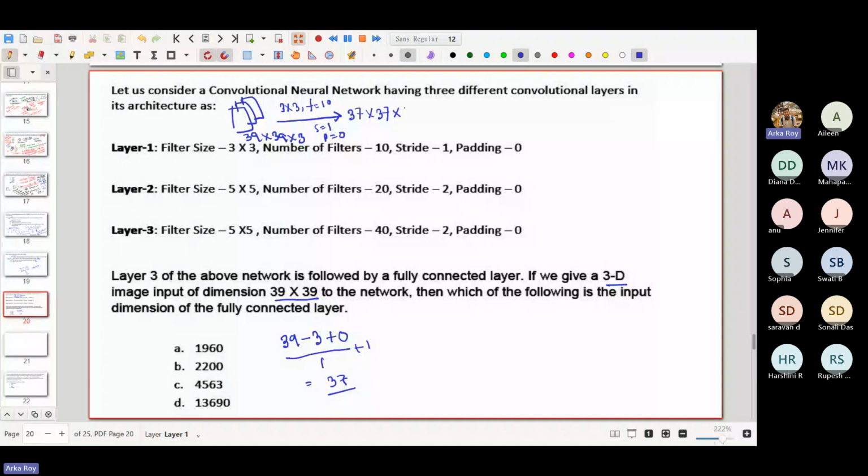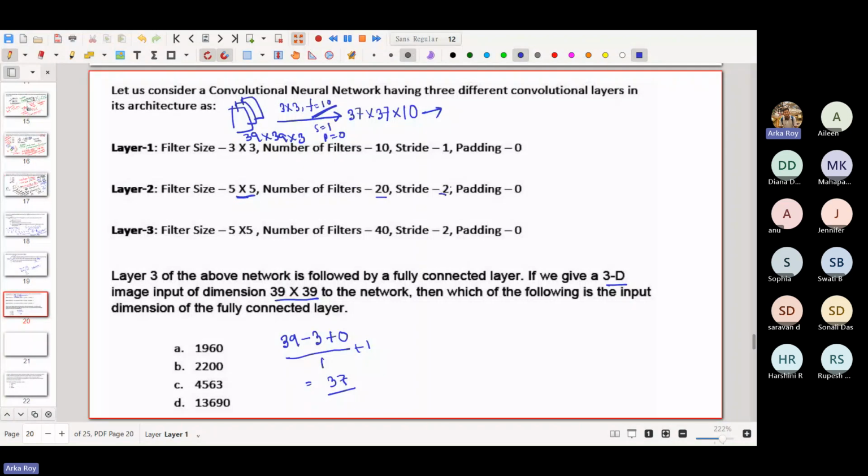Please again, what will be the channel size? Filter size. Based on filter size. 10. Yeah, 10. Because the number of filters that I have already told, the number of filters will be the channel size or the output channel. Again, in the next case, you have 5 cross 5 filter size. Number of filters is 20, stride is 2.